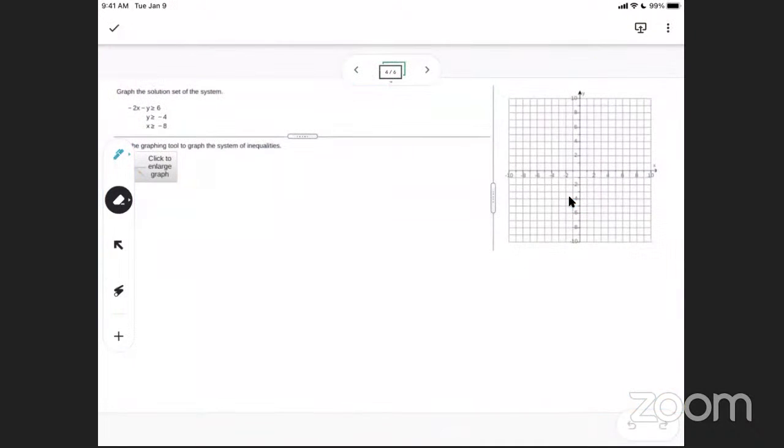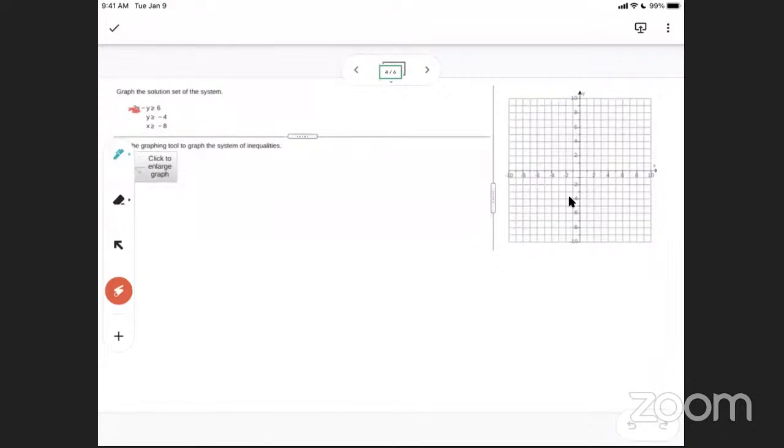This says graph the solution set of the system. All right, so what is this called again? Linear programming, do they call it? Or actually, this is just a system. They're not telling you to maximize or minimize anything. All right, so remember the trick with these problems. The trick with these is I'm supposed to use the cover up method. Remember that cover up method?